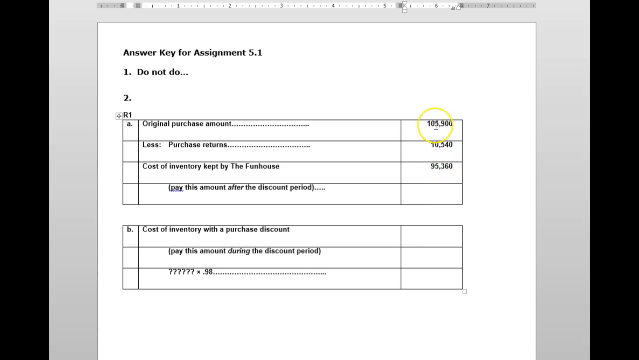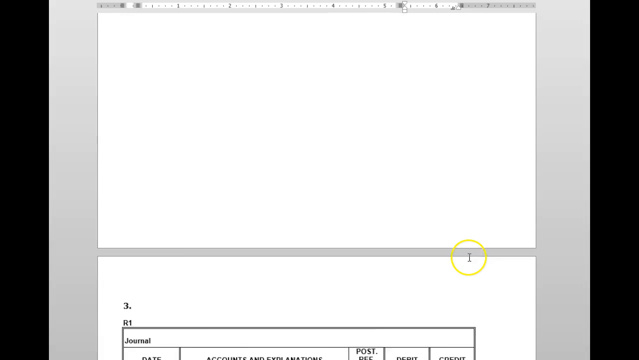Now, how do you figure out the cost within the period? Well, you take 2% of this. That becomes your discount. You subtract it from here and come up with the correct amount. Or you can just take 98% of this amount and get the same thing. So you always have to do this in steps. If you don't do it in steps, you're going to get really confused. So let's go look at number 3.